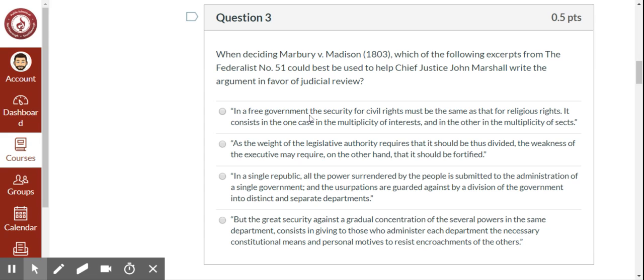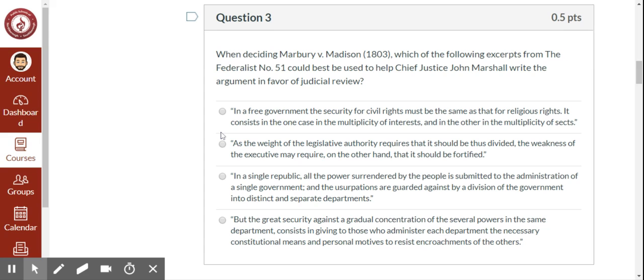In a free government, the security for civil rights must be the same as that for religious rights. It consists in the one case of the multiplicity of interests, in the other in the multiplicity of sects. So this particular quote really doesn't have anything to do with what was decided in Marbury versus Madison. Remember, the big takeaway of Marbury versus Madison is that the court established they have the right of judicial review, the power to strike down laws as unconstitutional. So this really is not what this is about.